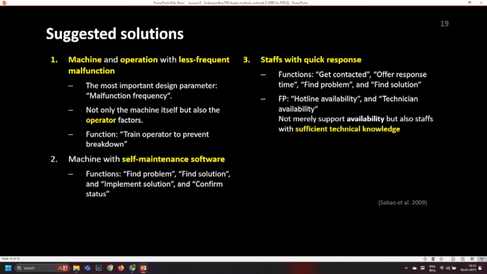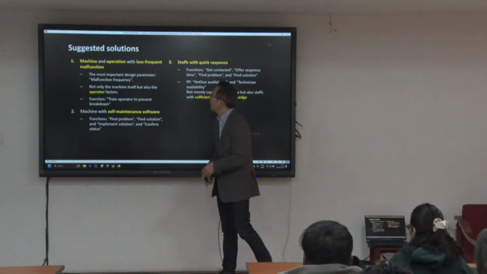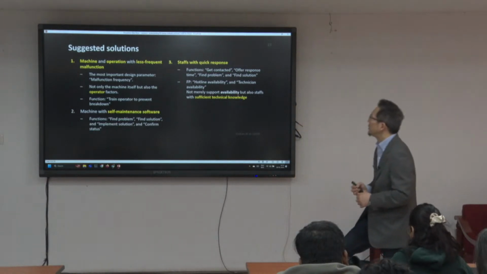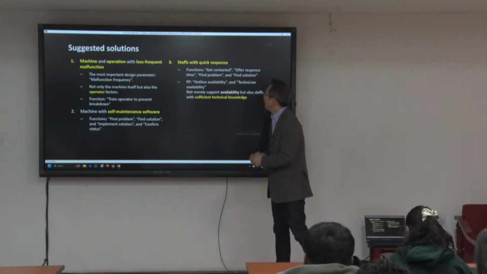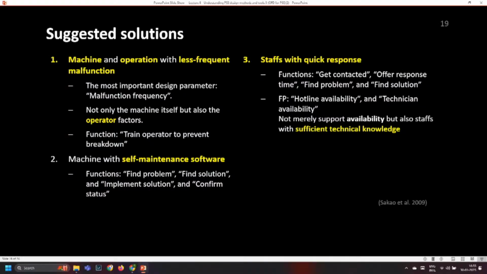For example, number 1, machine and operation with less frequent malfunction, meaning that it mainly responded to the immediate availability, which was the second most important customer value. And then they came up with a solution. Both the product and the service should have less frequent malfunction. And another example is staff with quick response. This also contributed to the immediate availability and also available operation time for the product.